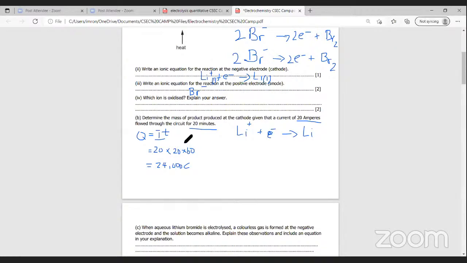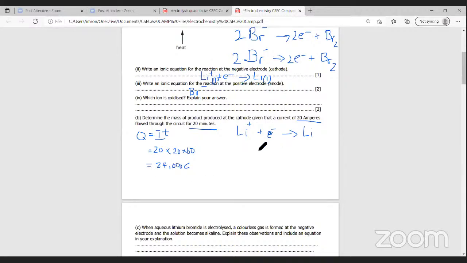So the first thing we need to do is to get the quantity of electricity. Remember from the first law, Q is IT, Q being the quantity of electricity, I being the current in amps, T being the time in seconds. The time is 20 minutes, so we need to convert 20 minutes to seconds. You multiply by 60. That's 20 times 60, so that's 1200 seconds, times the current, which is 20. So you get 24,000 coulombs.